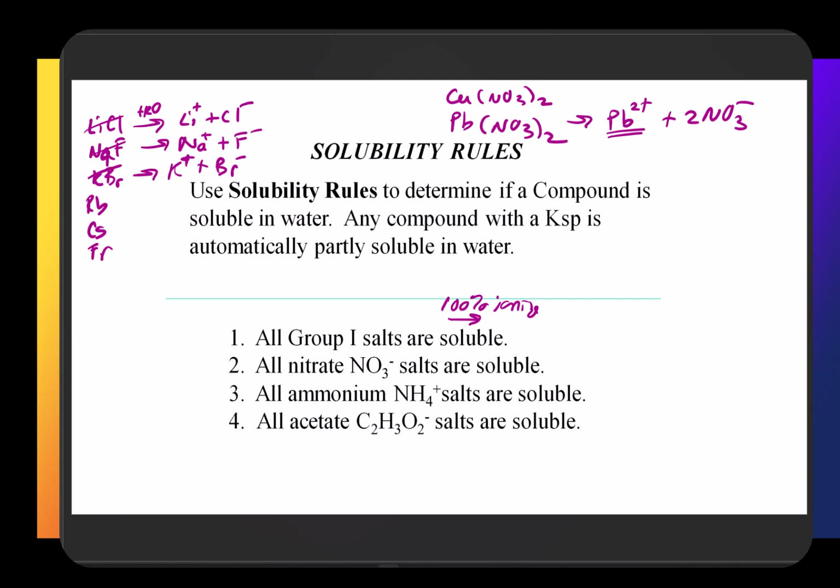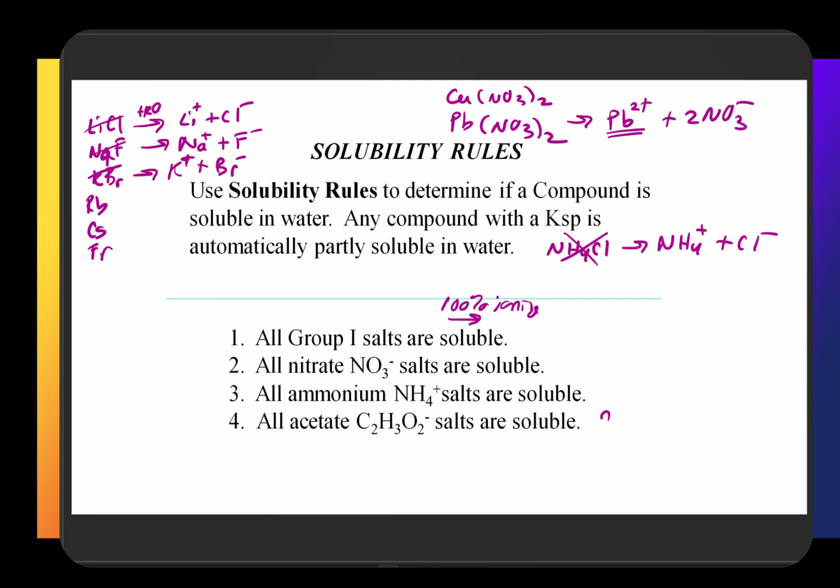All ammonium salts are soluble. You've seen this before in the buffer section. For example, ammonium chloride. Even though ammonium is not a metal, ammonium compounds behave the same way that metal chlorides or metal anion compounds behave. It's going to exist in solution as ammonium and chloride ions. None of the reactant is left over.